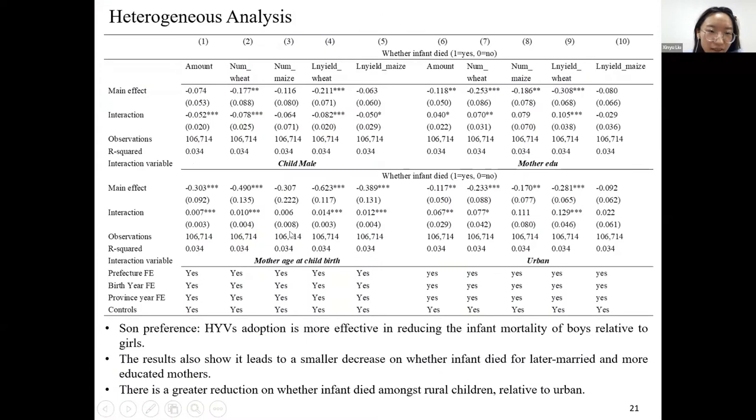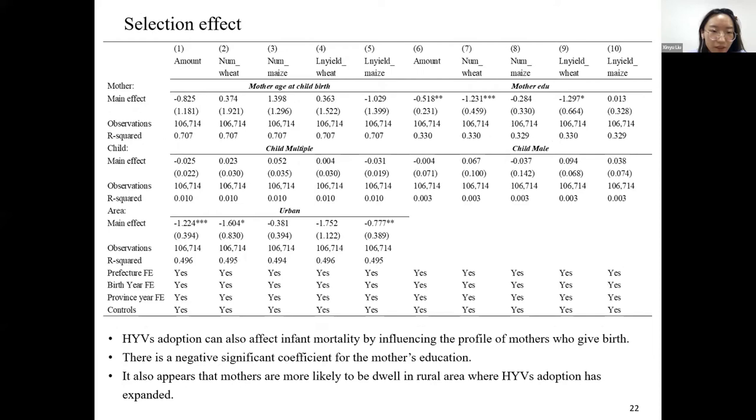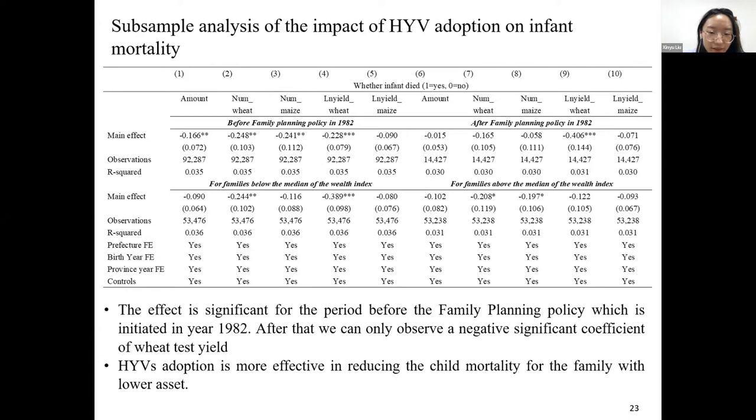And now comes the heterogeneous analysis, and we can see that the adoption is more effective in reducing the infant mortality of boys, and it shows a smaller decrease in infant deaths for later married or more educated mothers. And there is a greater reduction for the people who live in rural areas. And here is the selection effect. Maybe the HYV adoption can also affect the profile of the mothers who give birth. And there is a negative significant coefficient for the mother's education. And here is a subsample. We test the family planning policy, and also HYV adoption is more effective in reducing child mortality for families with lower assets.